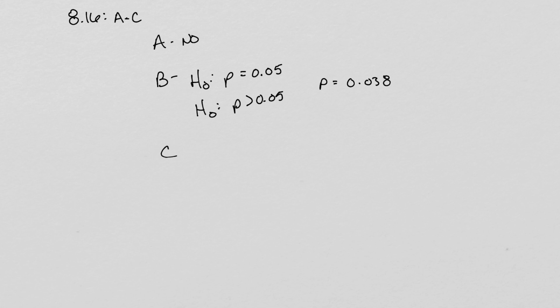And C, there is sufficient evidence to reject the null hypothesis. Why? Because it's less than 0.05. Reject the null and accept the alternative that the proportion of 18-year-old women using birth control in this neighborhood is higher than the national average of 5%. Sorry, this should be A.